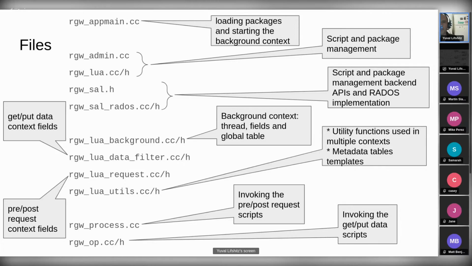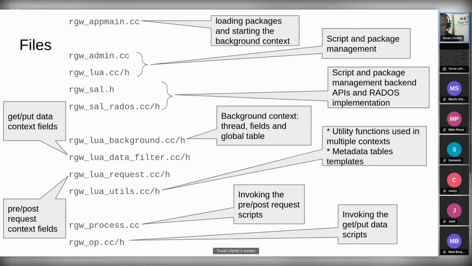RGW SAL is the high-level interface, because now we have the zipper architecture where you can store things not necessarily in RADOS, but only RADOS implements the Lua bits. So this is for the script management. And last but not least, we have the RGW process and RGW op. RGW process is where the pre and post request context scripts are being invoked. This is what really calls the hooks. And RGW op is what calls the data hooks for the put and get data scripts.